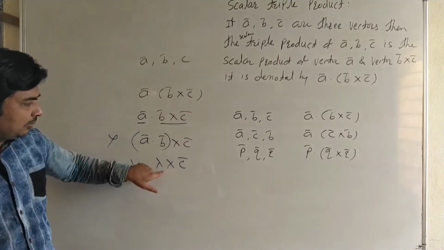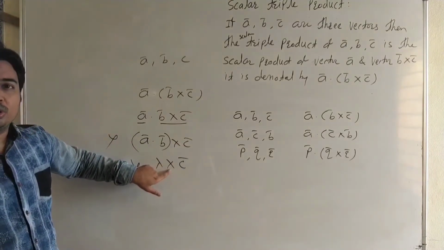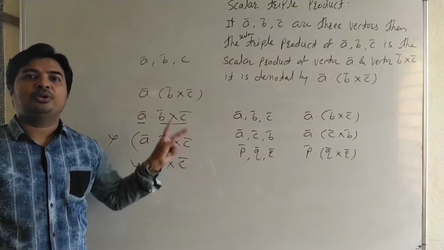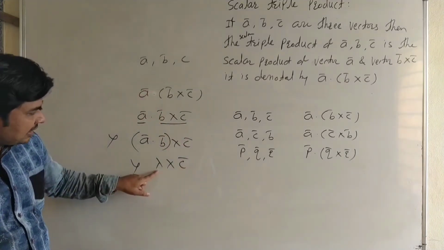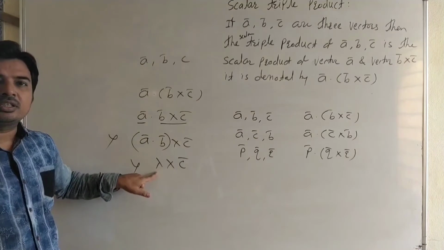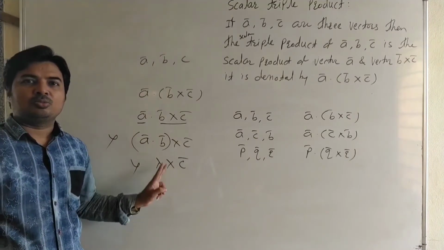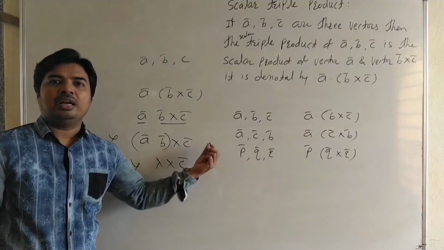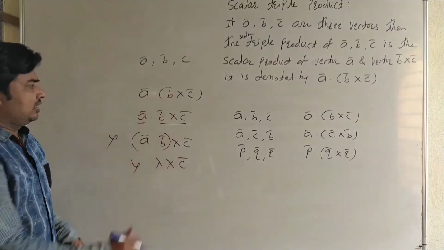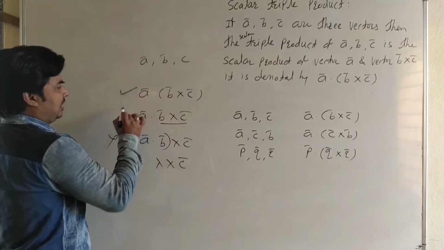But here it is a multiplication. It is a cross product. And cross product means the vector product between two vectors. And it is a lambda. That is a dot product. It is a scalar. A cross product does not happen between a scalar and a vector. Okay, this concept is clear.